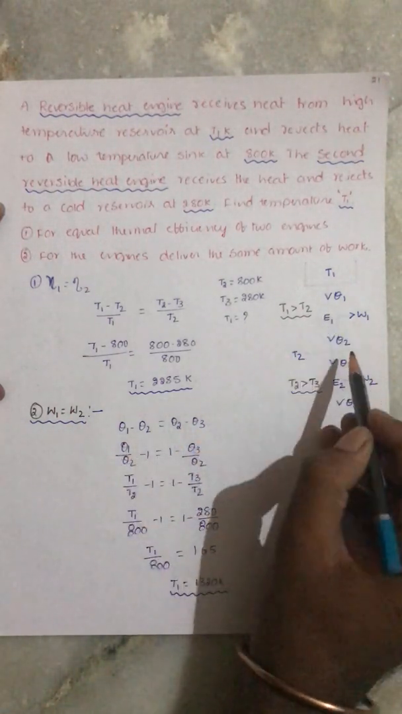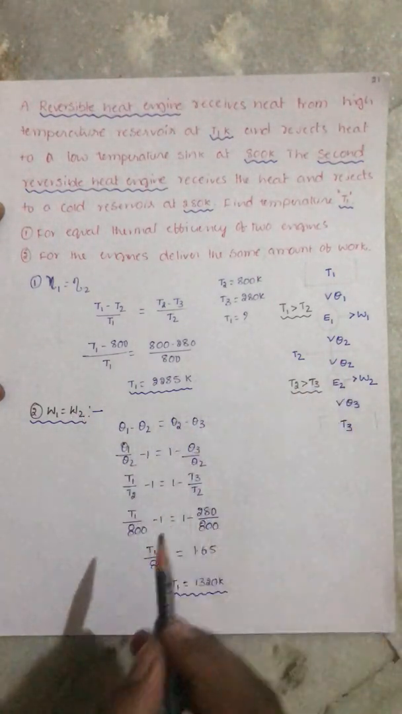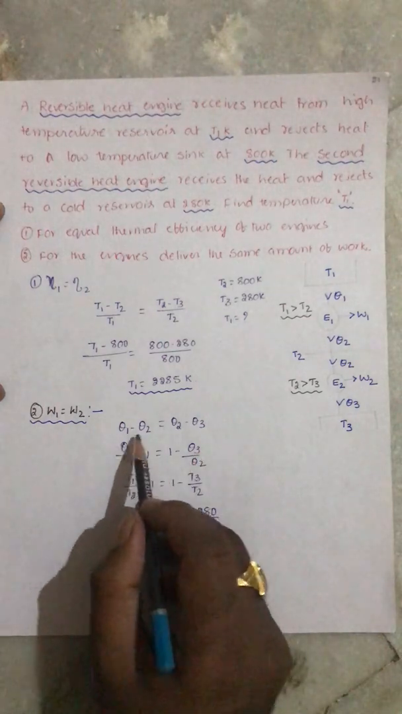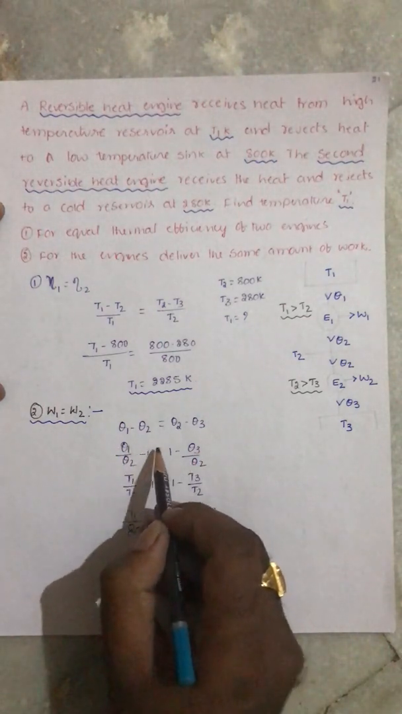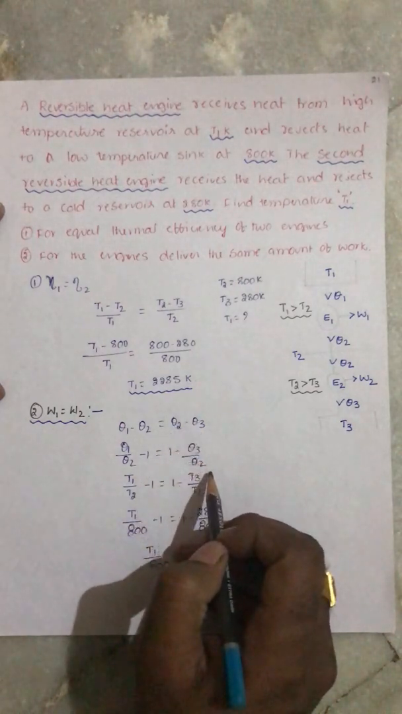And if both engines deliver the same work output, that means W1 is equal to W2. W1, as you already know, is Q1 minus Q2, which is equal to W2, that is Q2 minus Q3. If you divide by Q2, Q1 by Q2 minus 1 is equal to 1 minus Q3 by Q2.